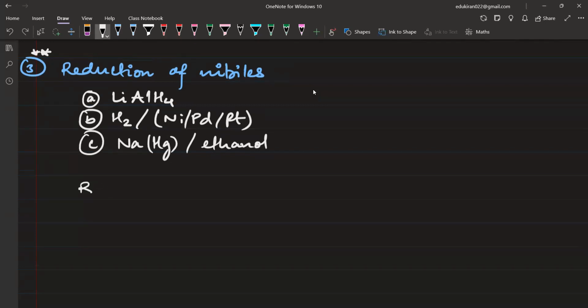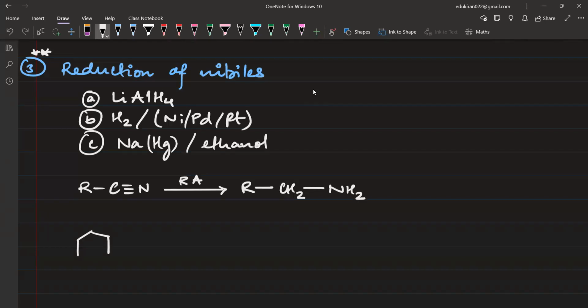bonded to C triple bond N. You use any one of the reducing agents, you will get R. The carbon will get two hydrogens, making it CH2, and the nitrogen will get two hydrogens, making it NH2, and the triple bond will be converted to single bond. Similar reaction is shown by benzene nitrile also.